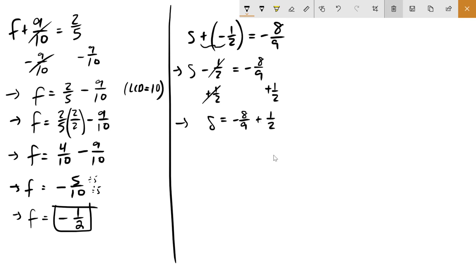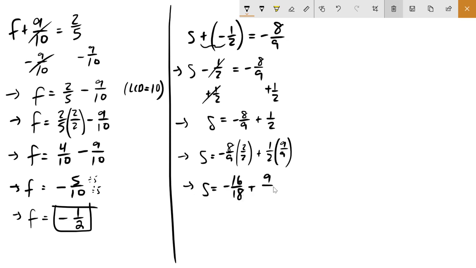Now we just need to clean up this side. So what's the LCD between 9 and 2? We're going to have to go up to 18. So the negative 8/9, that'll need a 2 over 2 to bring it up to 18ths. And the 1/2 is going to need a 9 over 9. So then this will become negative 16 over 18 plus 9 over 18. Then we can combine them. You just got to figure out, if I'm at negative 16 and I add 9, where am I going to land?